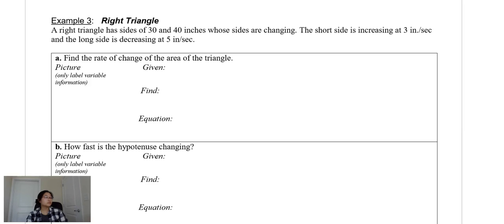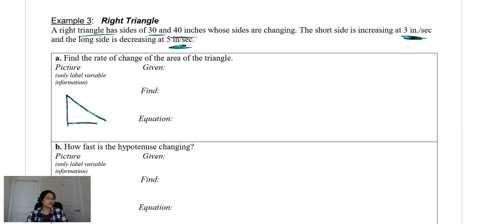All right. So what do I have here? We have a right triangle that has sides 30 and 40 inches, and the sides are changing. This is nice, though. 30 and 40. It's really nice. This is a 3, 4, 5 triangle, then, right? The short side is increasing at 3 inches per second, and the long side is decreasing at 5 inches per second. So let's draw our triangle.